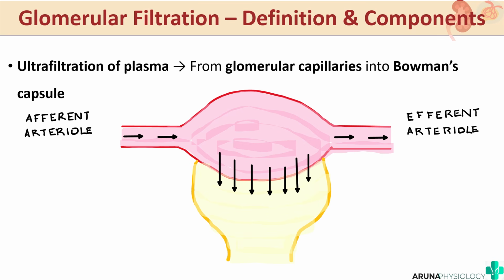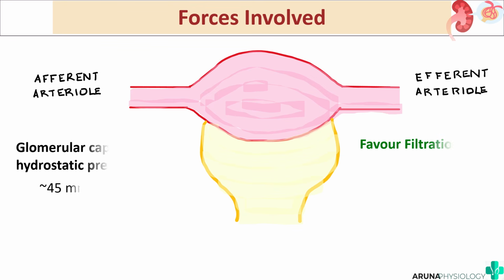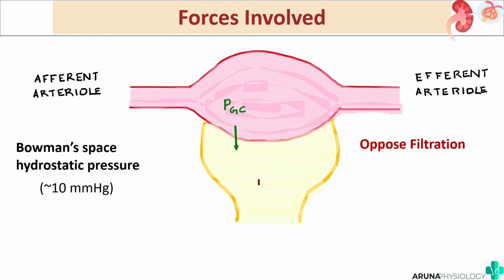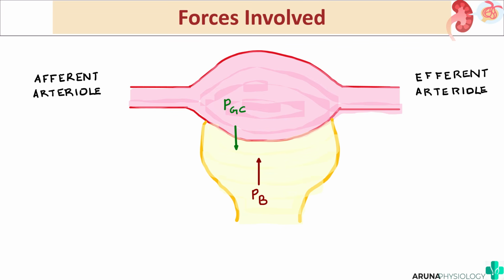The different forces involved are, first, the glomerular capillary hydrostatic pressure. This is the major force which favors filtration by pushing the fluid out from the glomerulus into the Bowman's capsule. The next force is the Bowman space hydrostatic pressure. Here also we've got fluid, so obviously there is going to be hydrostatic pressure from this side also, and this will oppose filtration. But the magnitude is lesser when compared to the glomerular capillary hydrostatic pressure.